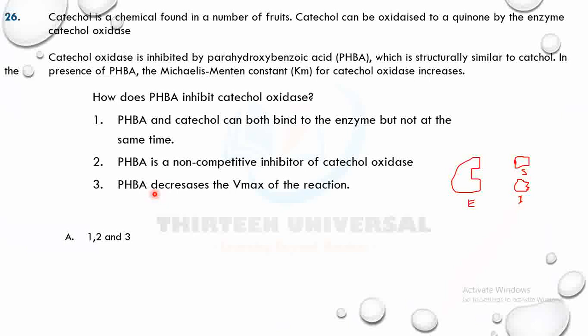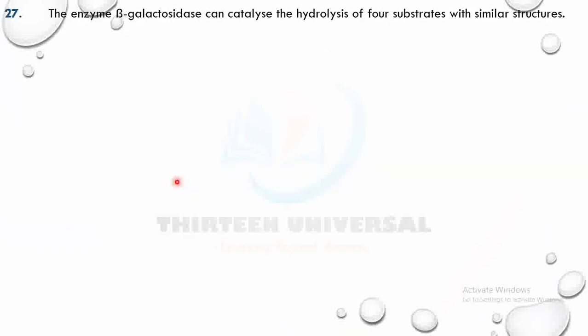Option 3 says PHBA decreases the Vmax of the reaction. Now, a competitive inhibitor does not decrease the Vmax. It's a non-competitive inhibitor that does, and PHBA is a competitive inhibitor. It has the same Vmax. So I think only one is correct. Yes, these two are for non-competitive inhibitors. All right, let's look at the next question. The enzyme beta-galactosidase can catalyze the hydrolysis of 4 substrates with similar structures.